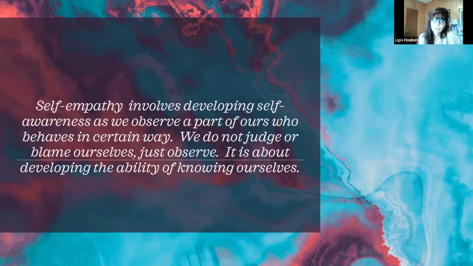Now, what does self-empathy involve? Self-empathy involves developing self-awareness, to be aware of ourselves, as we observe a part of ours who behaves in certain ways. So we want to know that. We want to be aware. We don't want to just say, well, I did this or I behaved this way. I don't even know why I did it, but I did it. That's not self-awareness. We are just going automatic.